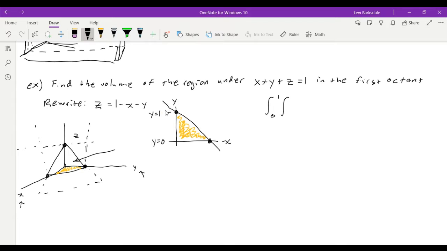Easy enough. Now, for an x limit, I would have to say my x value for a constant y value, we'll say right there, starts at this 0 line, and it goes up until it hits a point on this line. And this line I actually know is the line y is equal to 1 minus x. And I can explain that a bit more in a second. But what we're actually integrating is simply going to be our original function that we rewrote. So that would be 1 minus x minus y, and then dy dx.